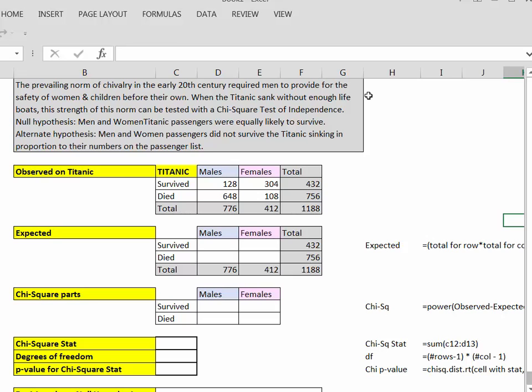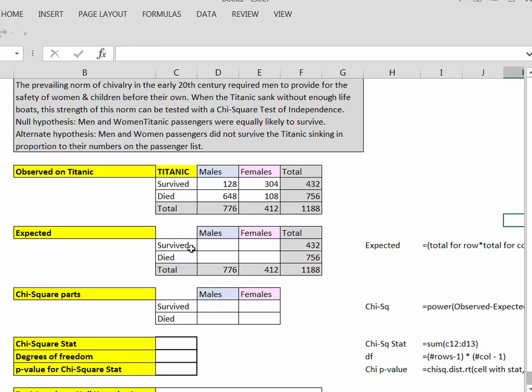As the little header says, the prevailing norm of chivalry at the beginning part of the 20th century required that men would provide for the safety of women and children before their own. When the Titanic sank, it didn't have enough lifeboats, and so the strength of that norm can be tested with a chi-square test of independence.